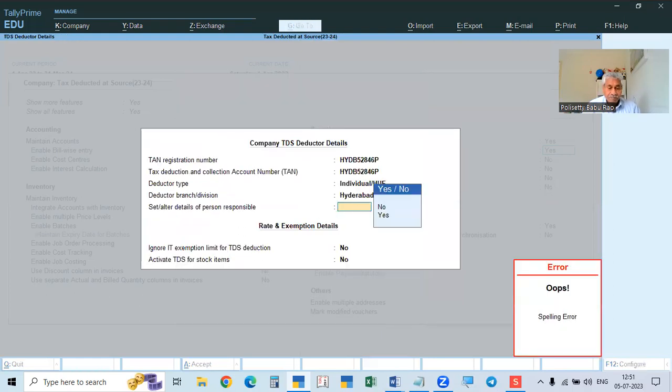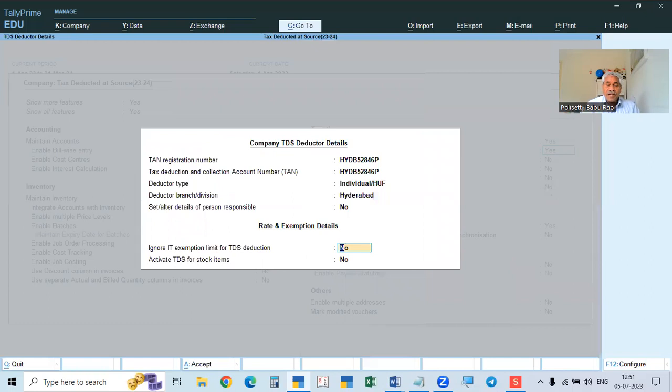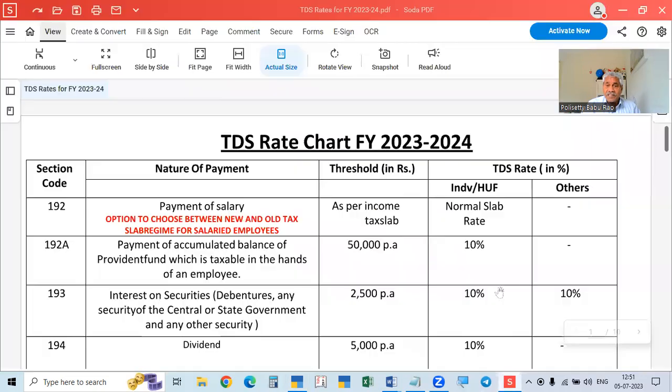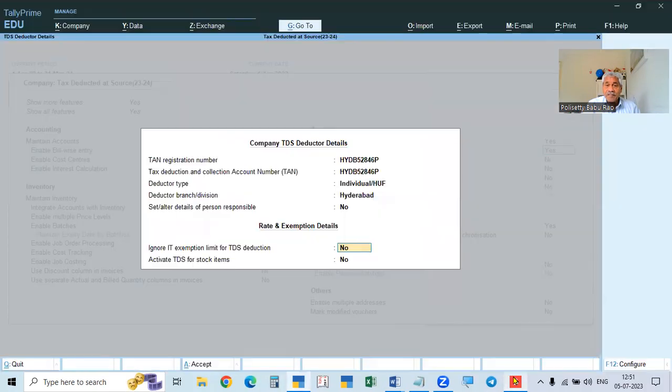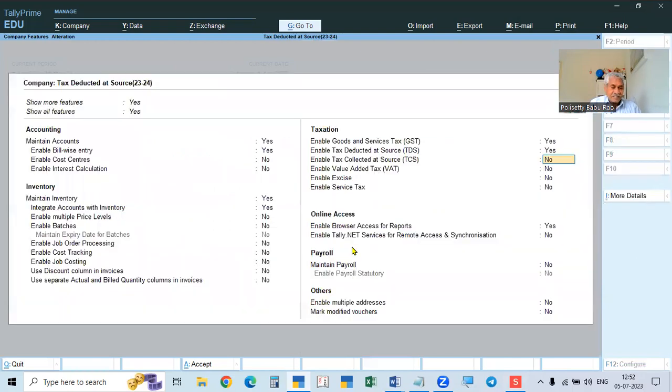Okay, then go to the next one. Ignore IT exemption limit. For every section, for every payment, there is some limit, either for a single bill or yearly. For all of us, it is the yearly limit only. So that limit will be given. Should you ignore that limit? No, you should not ignore the limit. If you give yes, it will ignore the limit, so everything will be deducted directly. It is better that here you give no, and then accept.